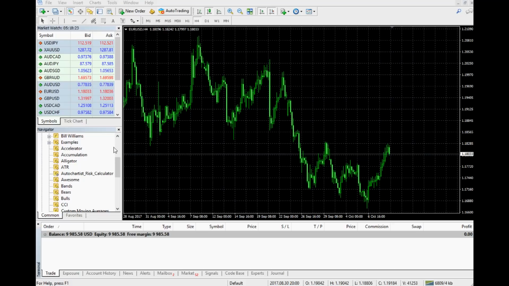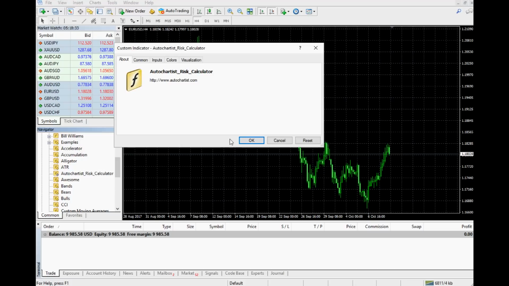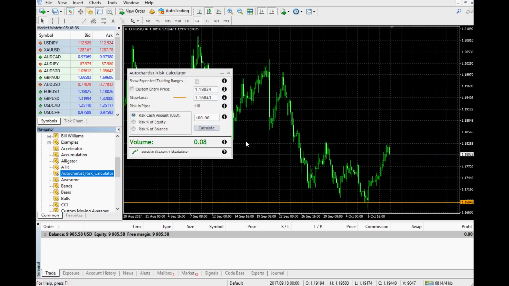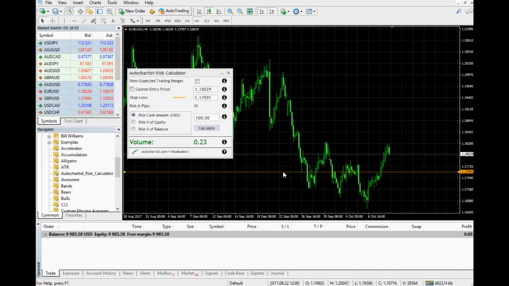This is why we created the Autochartist Risk Calculator, to help you set risk-adjusted position sizes for your trades. First, drag the Autochartist Risk Calculator onto your chart. You'll notice two components of this indicator that appear on the chart: the risk control panel and the orange stop loss level. So decide on where you want to set your stop loss and move the orange line to that level. If the orange line is below the current price, then the indicator assumes you're planning on a long position. If the orange line is above the current price, then the indicator assumes you are planning a short position.